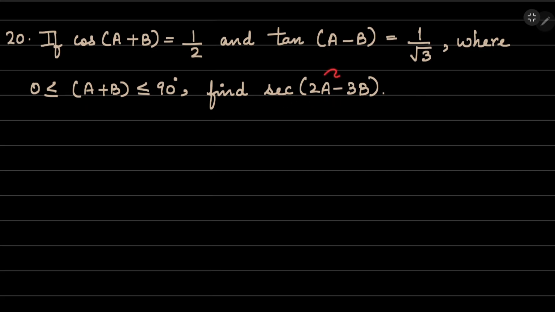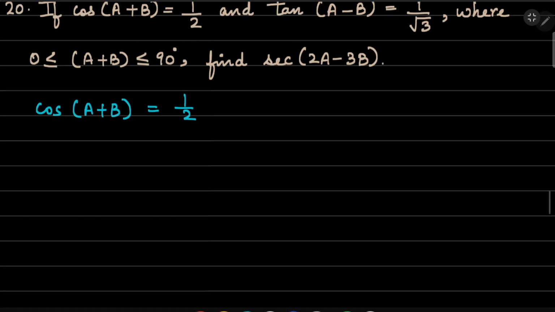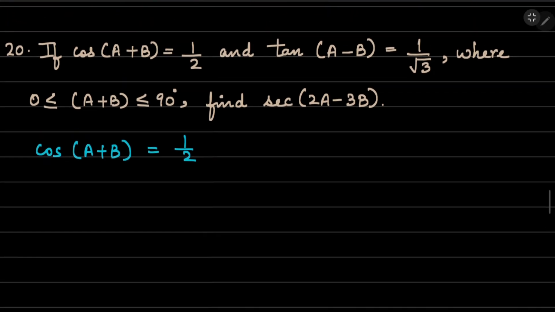First of all, we need to find what a and b are. So let's do it. You are given cos of a plus b is equal to 1 by 2. Cos of which angle is 1 by 2? It is nothing but cos of 60, since cos 60 degree is 1 by 2. So on comparing cos of a plus b equal to cos 60, what do you get? A plus b is equal to 60.